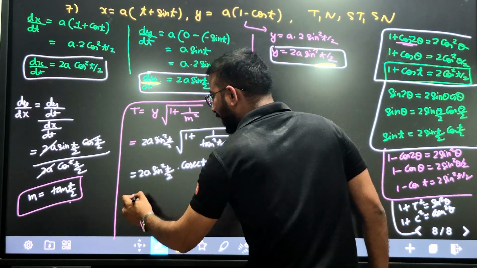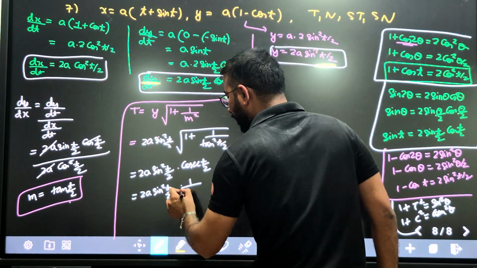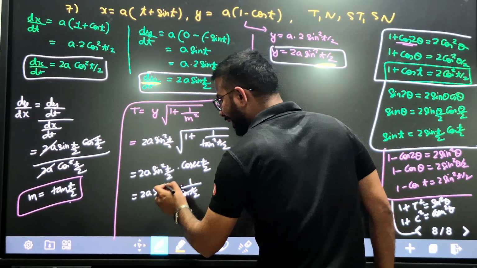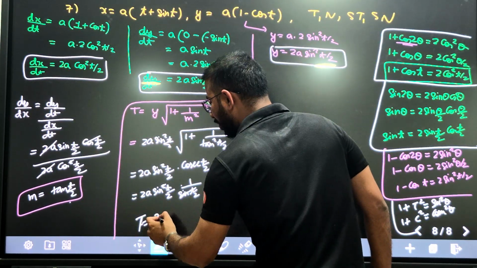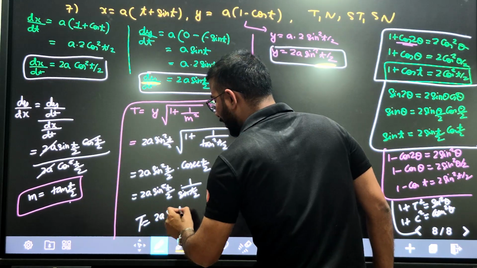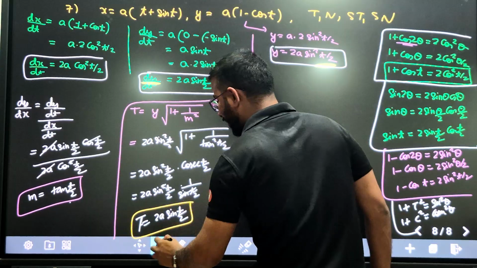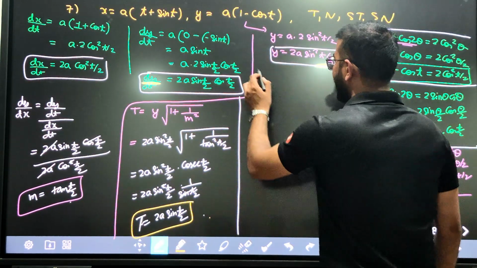Now what is cosecant? Cosecant theta is 1 by sine theta, no? So this will get cancelled. So length of tangent is coming out to be 2a sin t by 2. First important relation we have: length of tangent. Let's calculate length of normal next.